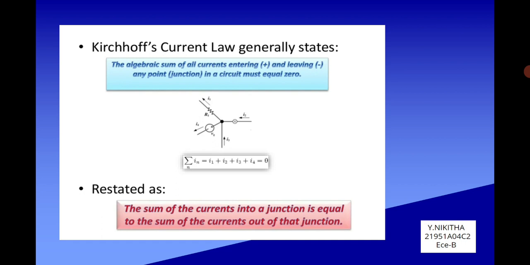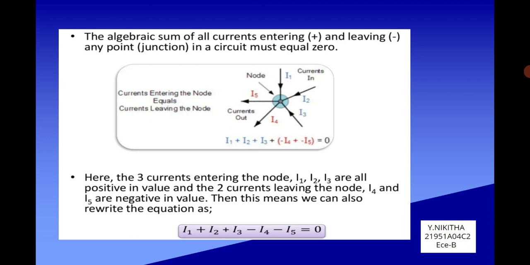So it is restated as the sum of currents into a junction is equal to the sum of currents out of that junction. The algebraic sum of all currents entering (plus) and leaving (minus) any point in a circuit must be equal to 0.